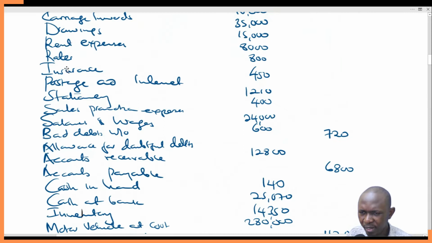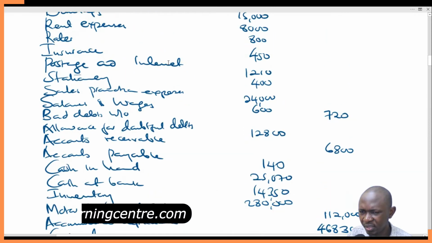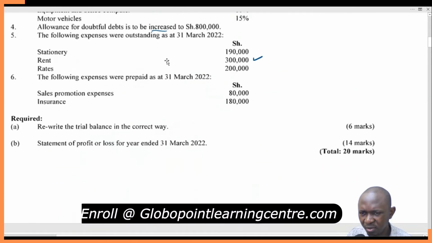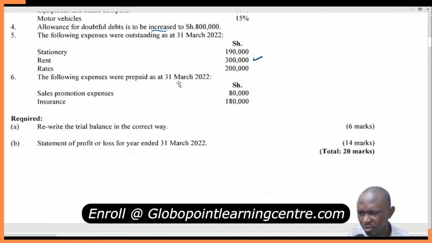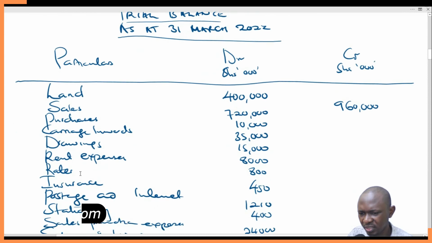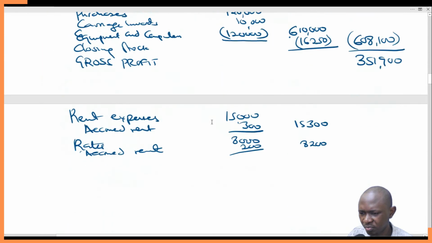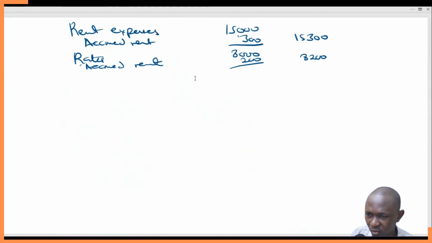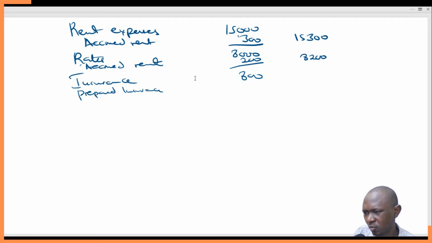So then we have insurance at 800. There was something about insurance also. The following expenses were prepaid, so 180. So insurance is 800, but 180 was prepaid. Prepaid insurance 180.